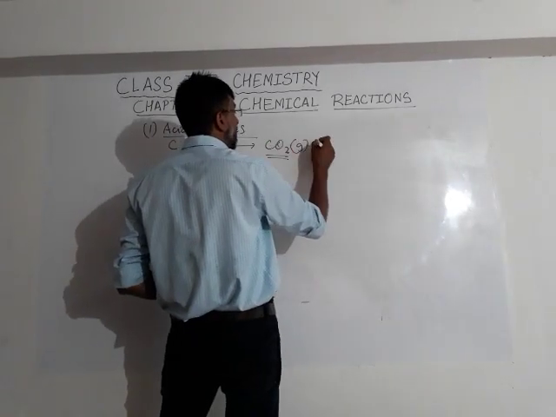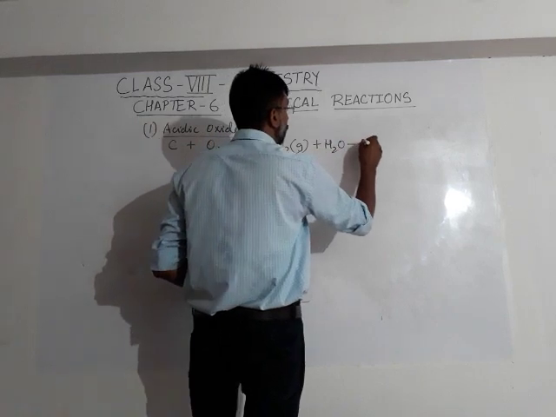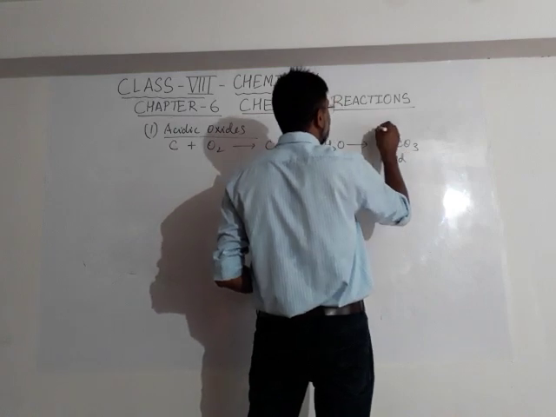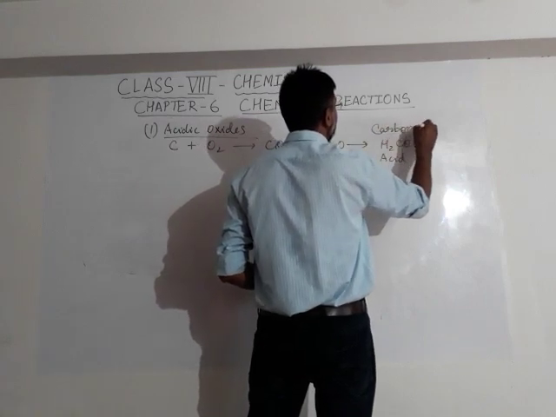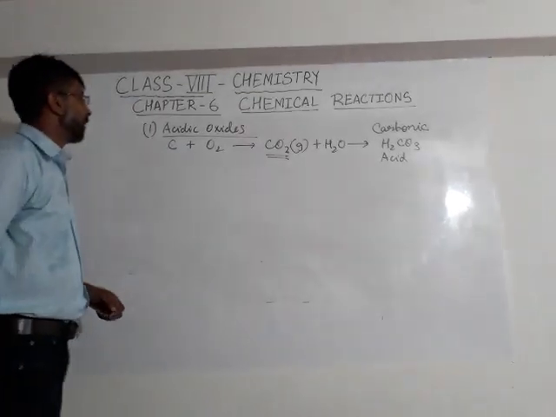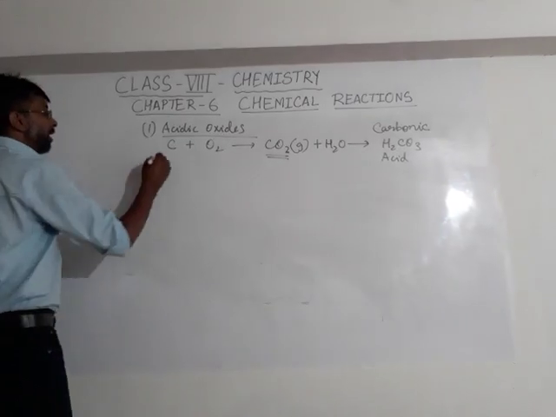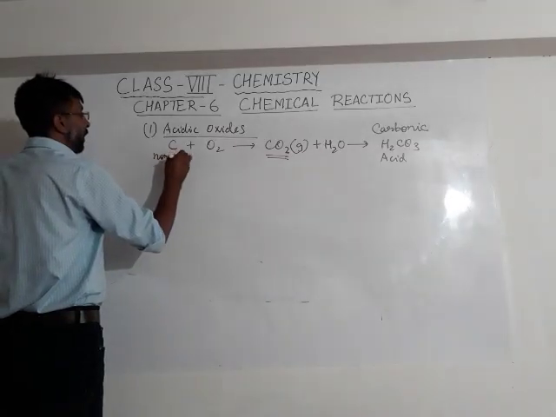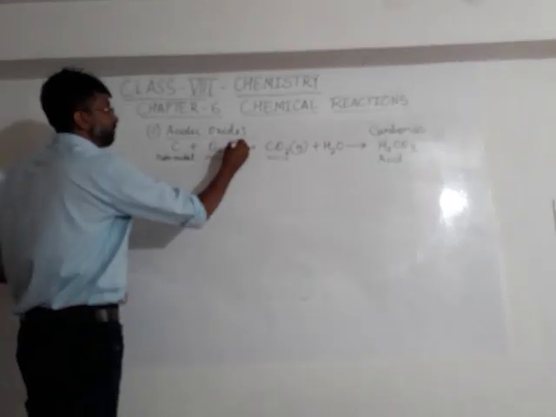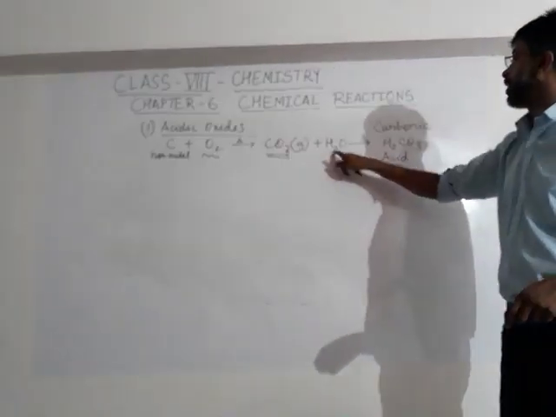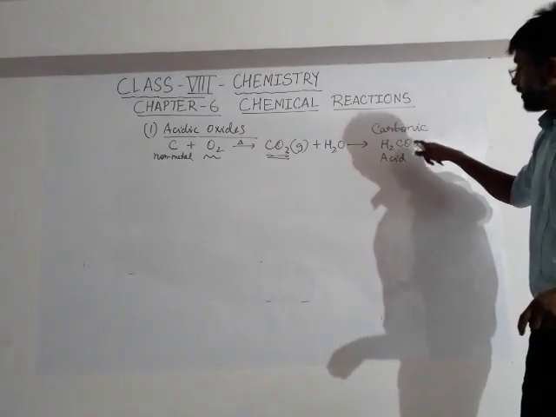Why is it acidic? Because if you dissolve this gas in water, it is going to form carbonic acid, H2CO3. This is an acid. What acid? Carbonic acid. So the reason is hidden here. A non-metal burning in oxygen forms a non-metallic oxide. Non-metallic oxides are acidic. Why? Because if you dissolve a non-metallic oxide in water, it forms an acid, and in this case it is carbonic acid.